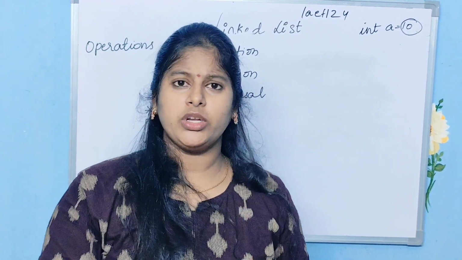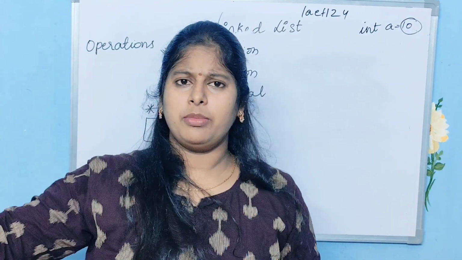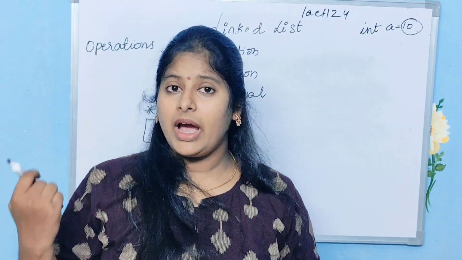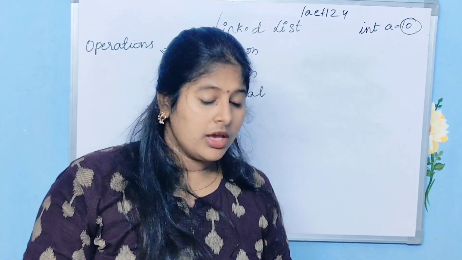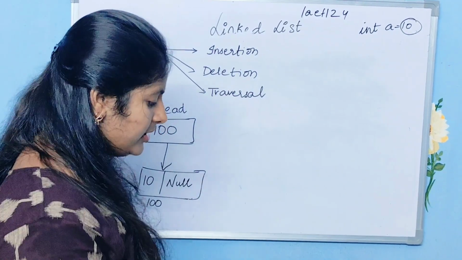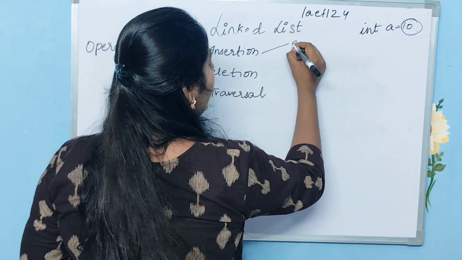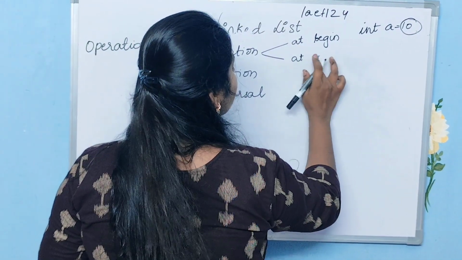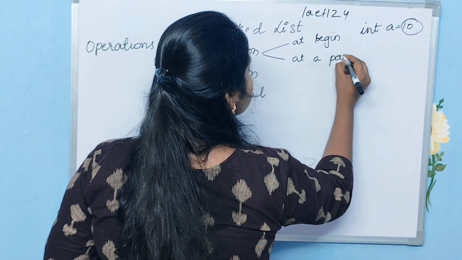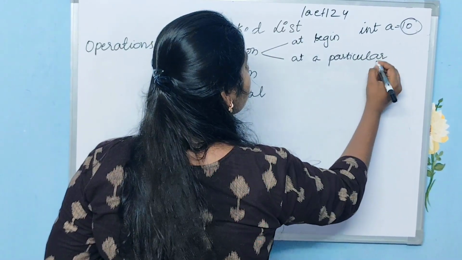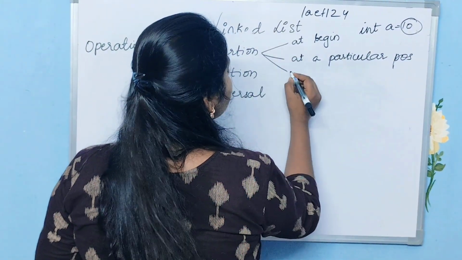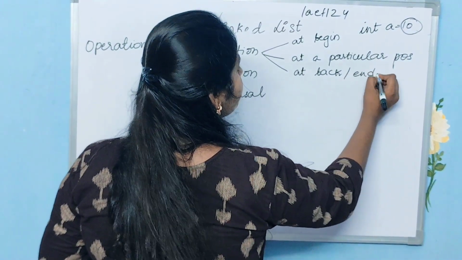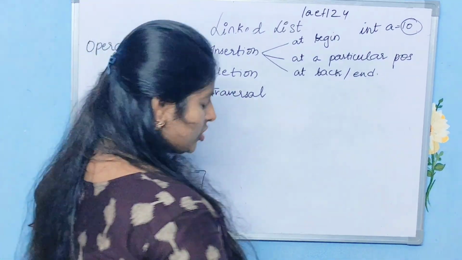Or say, for example, you have stood in the line last. The other person who was coming started standing behind you, right? This is called insertion at the back. Insertion at the end. Okay. So I will show you the 3 operations with an example. My first one is at the beginning, second is at a particular position, and my third one is at the back or end. Okay. So let me show you the example.